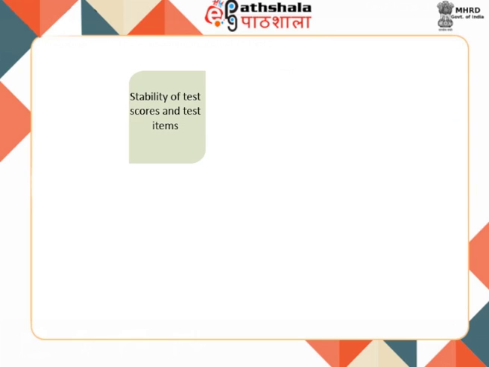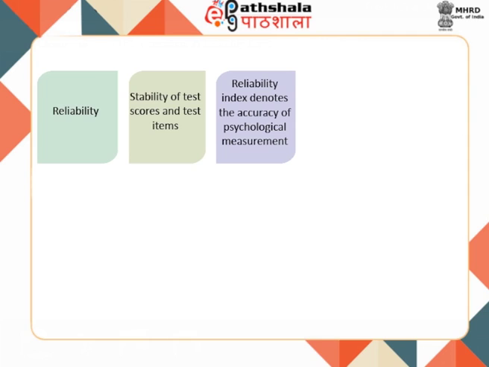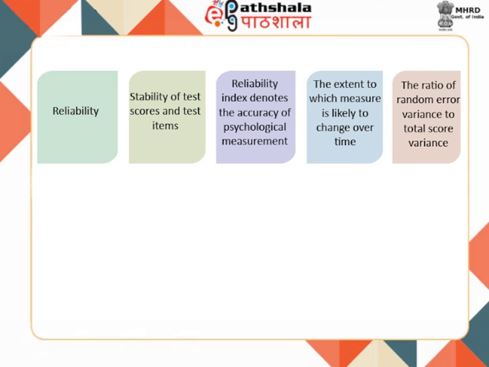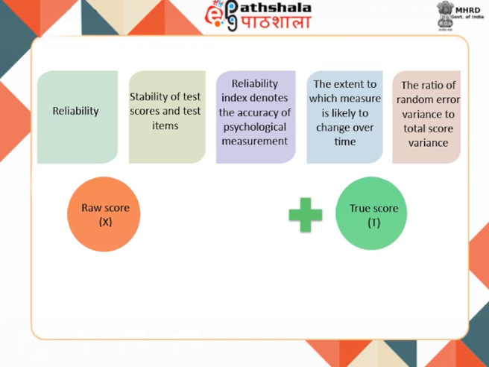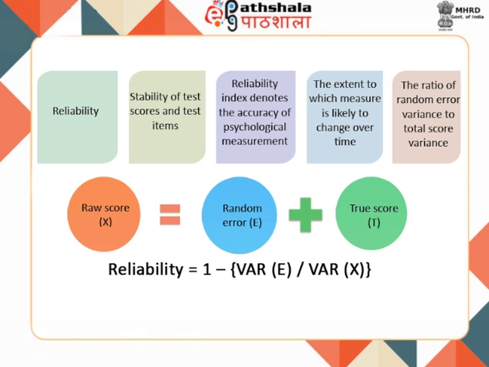Stability of test scores and test items represent the reliability of the test. Reliability index denotes the accuracy of psychological measurement, that is, the extent to which a measure is likely to change over time. In terms of error of measurement, it is defined as the ratio of random error variance to total score variance. If raw score X on a test is made up of true score T and random error E, reliability can be denoted as reliability is equal to 1 minus variance of E divided by variance of X.